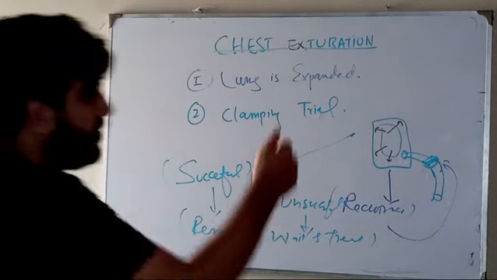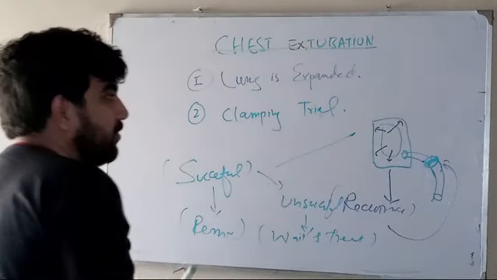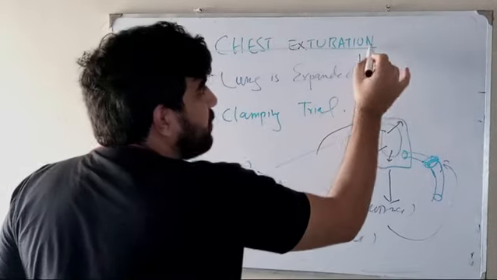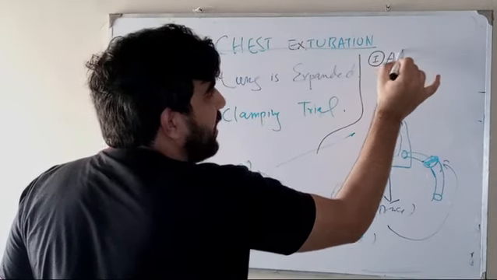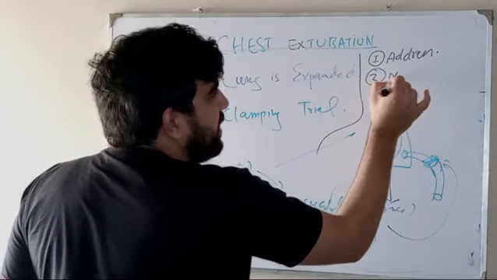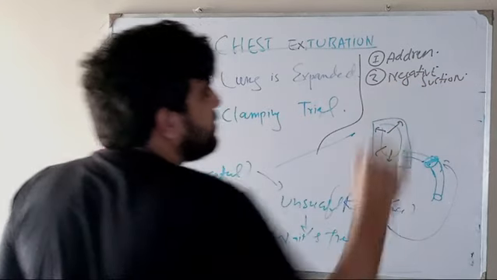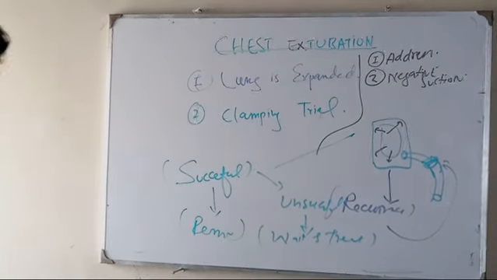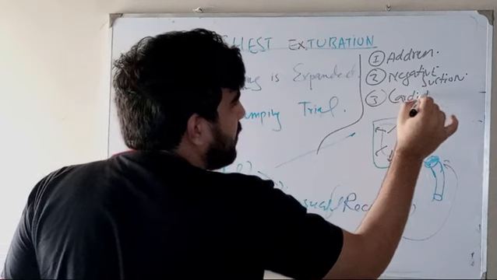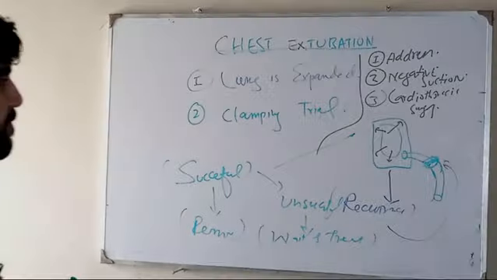Now you have passed the tube and the lung is not expanding. So what are the causes? You have passed the tube and the lung is not expanding. Point number one, address the cause again. What was the cause? Point number two, apply the negative suction. Even if it is not expanding with the negative suction, the third step is cardiothoracic surgery.